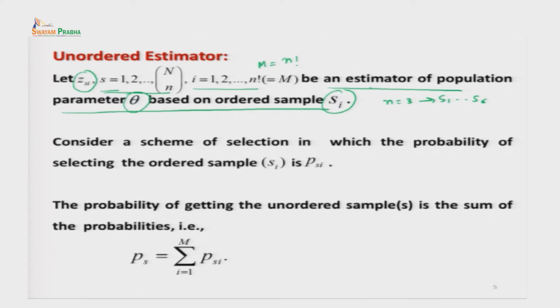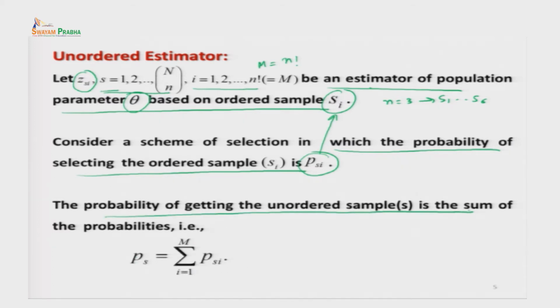So, now we are going to consider a sampling scheme for choosing the samples in which the probability of selecting the ordered sample, say Si, is PSI. So, this PSI is the probability of selection of this capital Si. Now, we have understood that, for example, in the case of n equal to 2 and n equal to 3, I had shown you that the probability of an unordered sample can be expressed as the sum of the ordered sample.